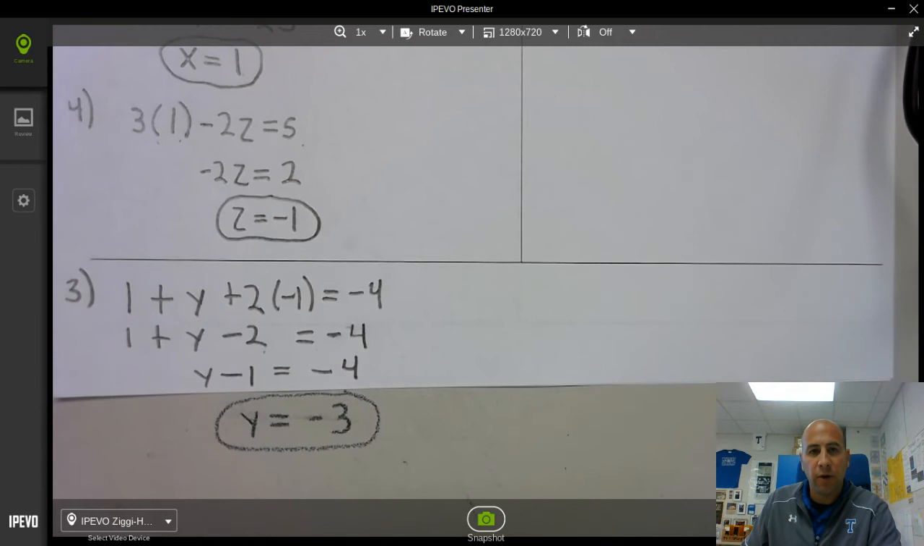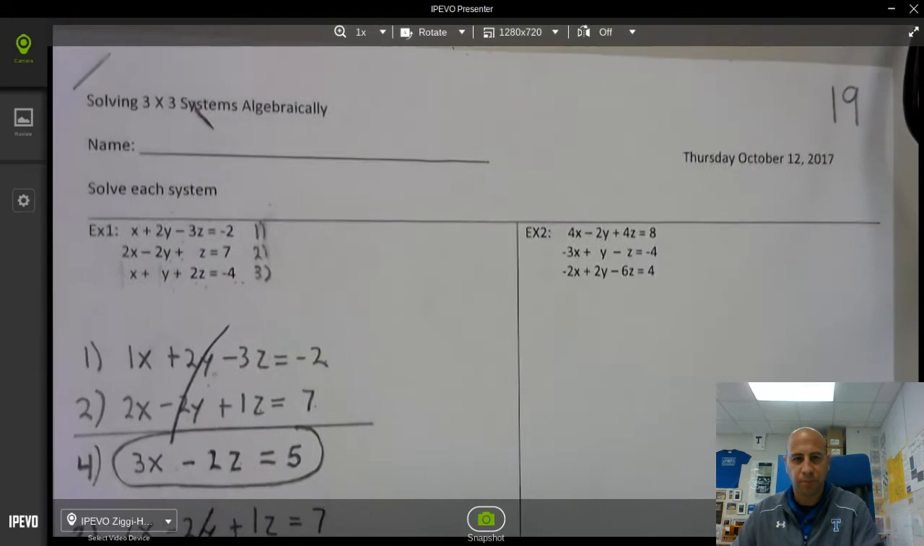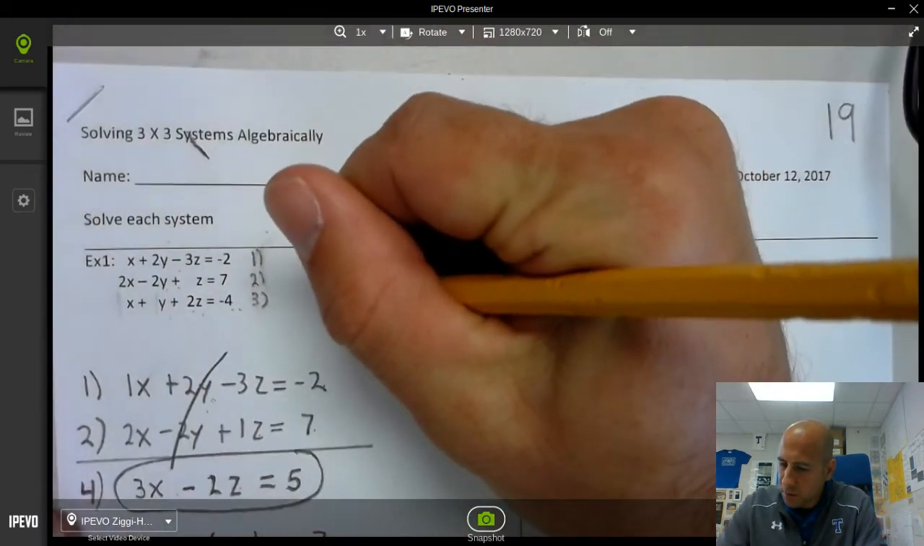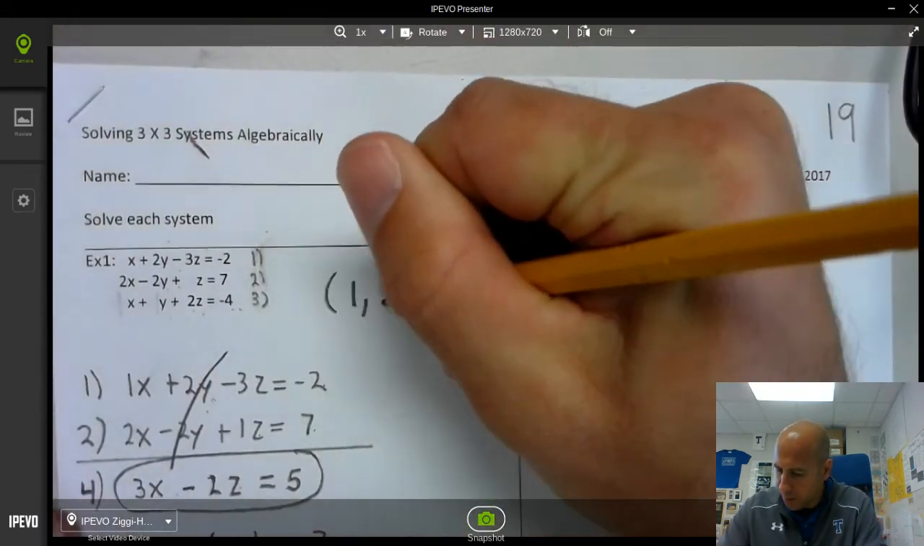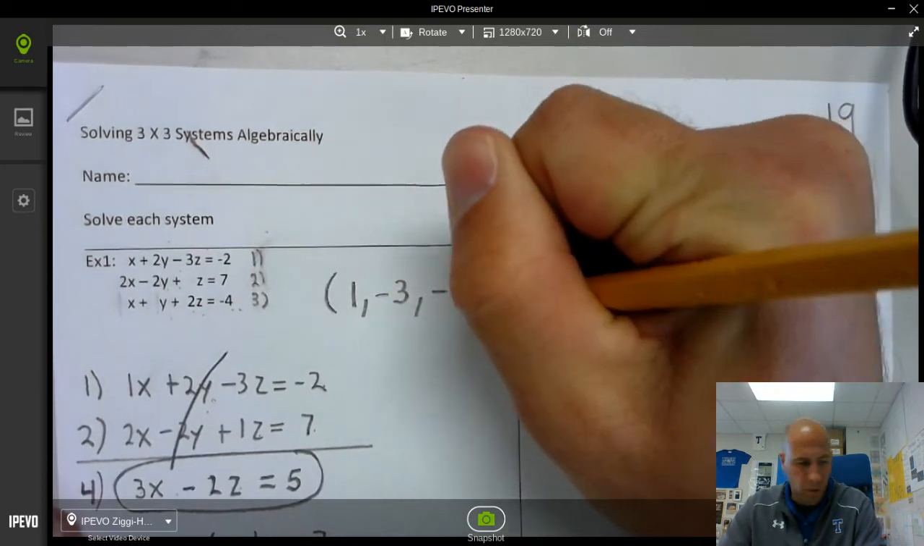All right, so now you have your solution. X is 1, y is negative 3, z is negative 1. You don't want to put your solution at the bottom of the page. You want to move that up to the top. So your solution is 1 comma negative 3 comma negative 1.